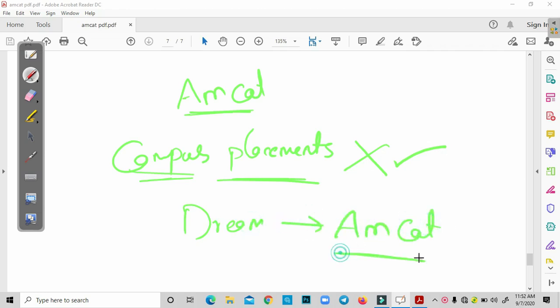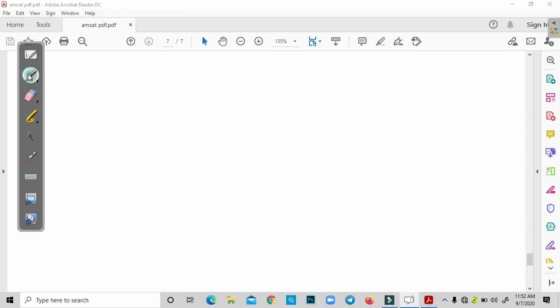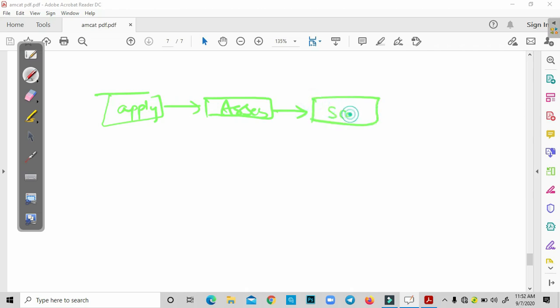So I will tell you what the process is, then we are going to solve some examples of how the questions will be. Now see, this process is very simple and straightforward. You need to apply for Amcat, then you have to take the assessment, then you will get the score. Based on the score, you can apply for jobs you want.